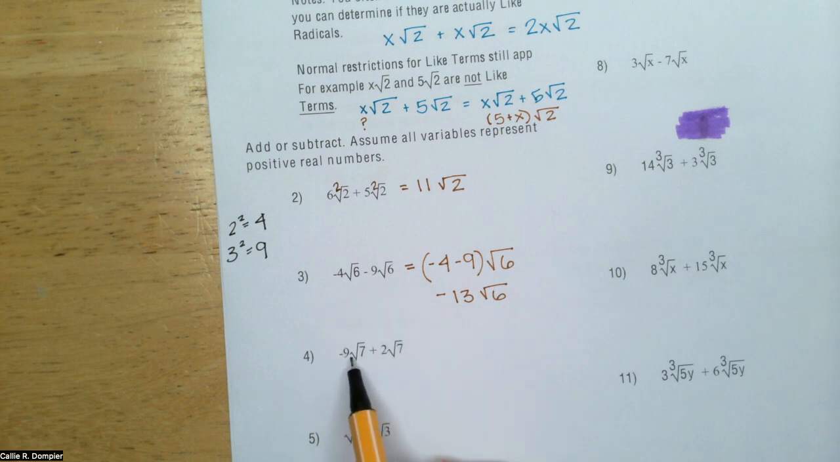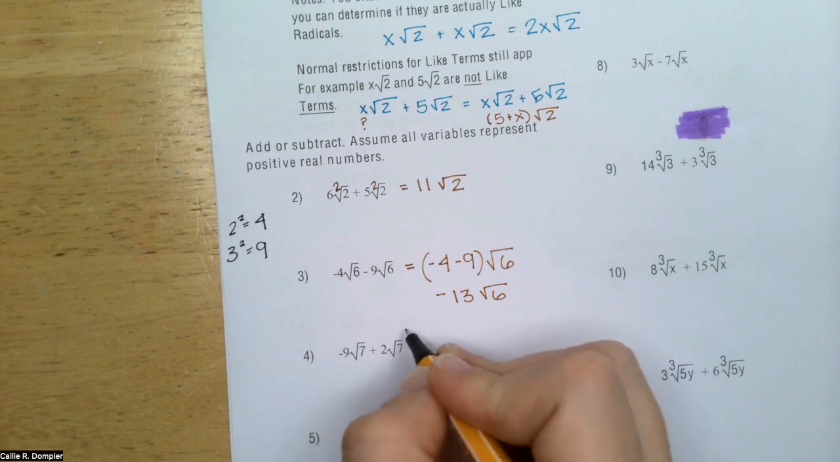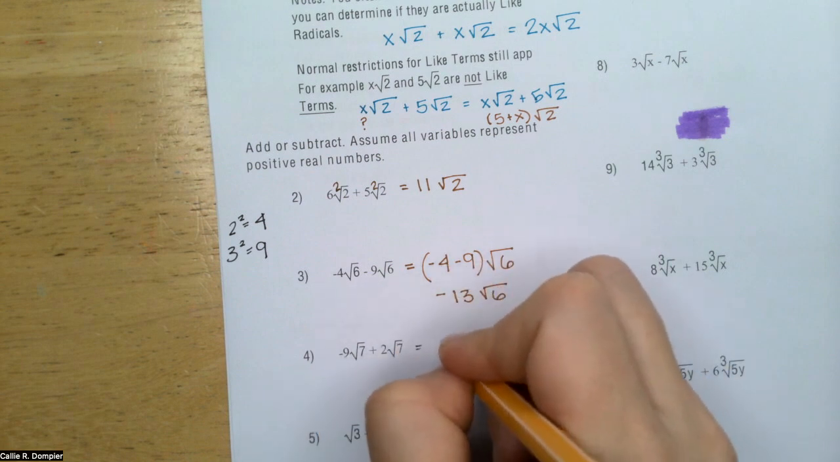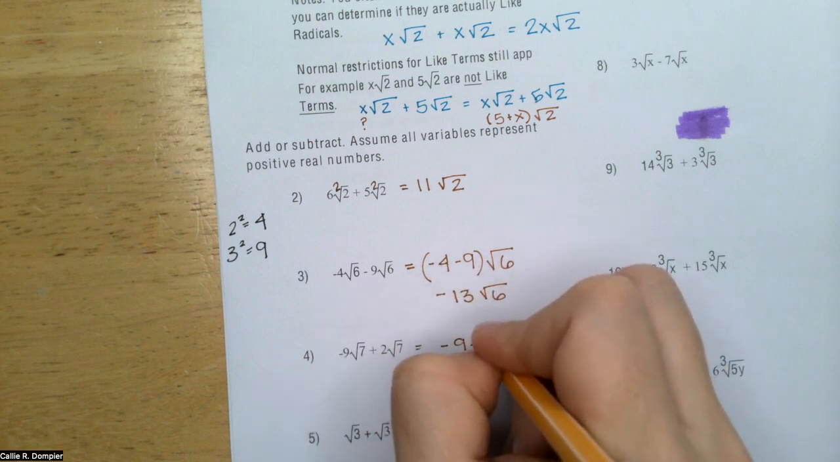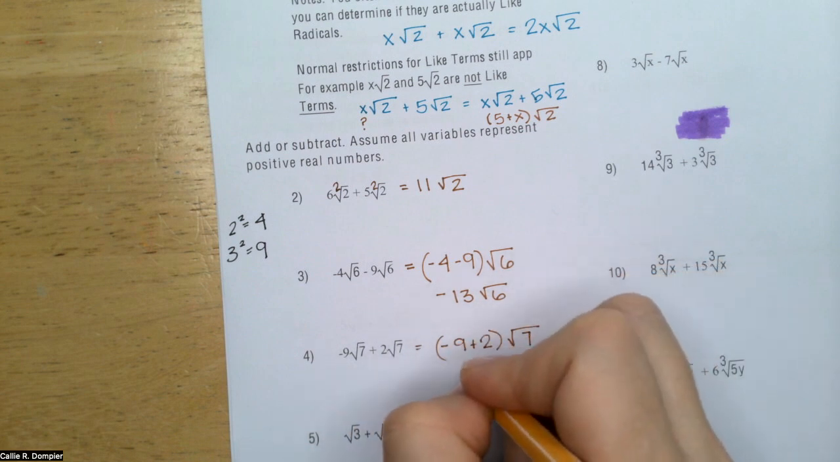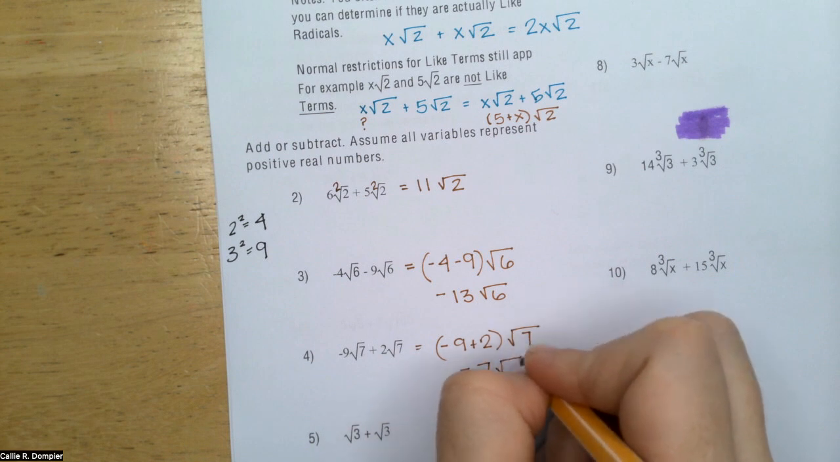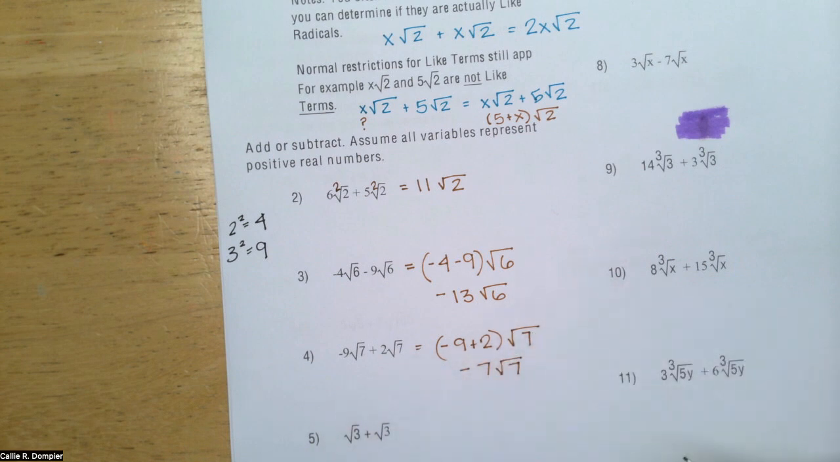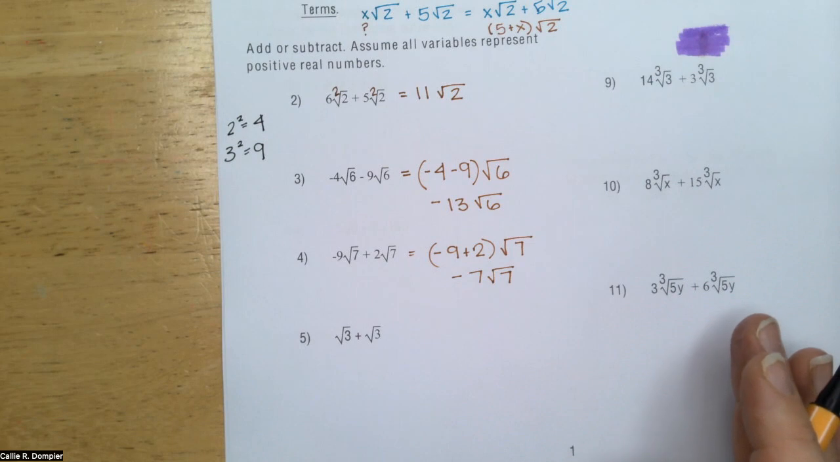Negative 9 square root of 7 plus 2 square root of 7. I have negative 9 of them here, and I have 2 of them here. So it's just going to be negative 9 and 2 of them. Negative 9 and 2 is a negative 7 square root of 7. The square root of 7 is in simplest form, right? Can't divide it by 4.